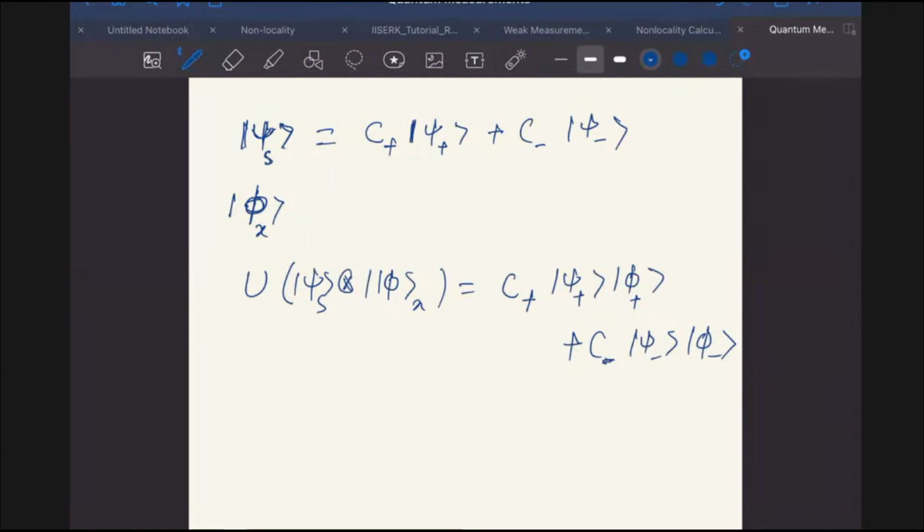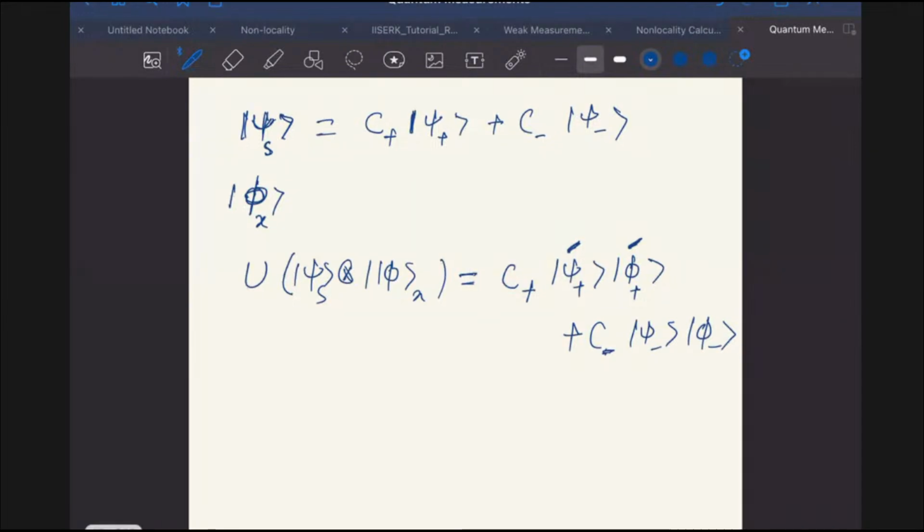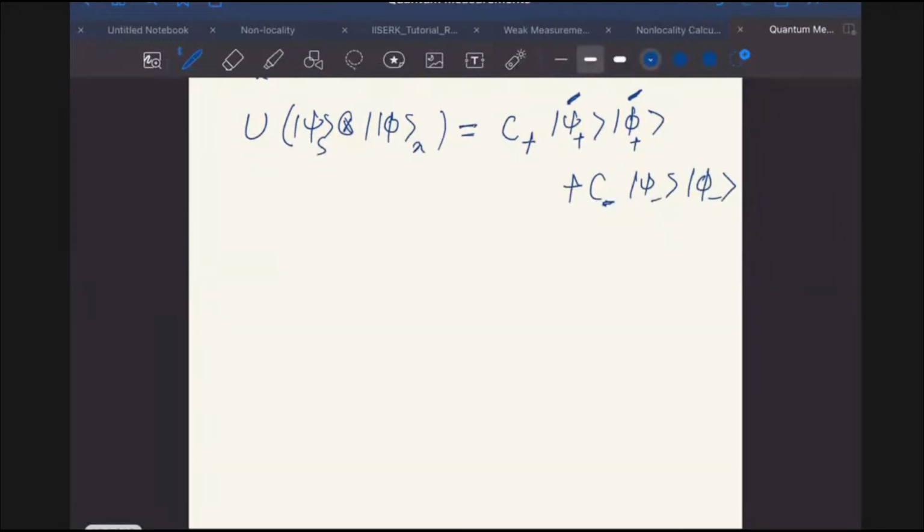So I can write this like this, right? Associated with each spin degree of freedom, there will be a position state. I mean, a spin state and a position state. So let's say I write this like this. This is my whole state after I evolve the state, the system and the spin degree of freedom and position degree of freedom. So now I ask the same question: what is the probability that I get a detection?